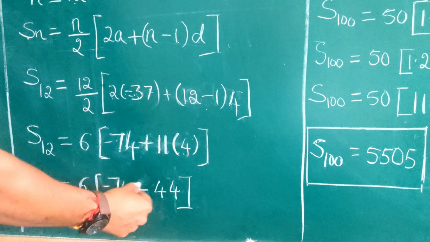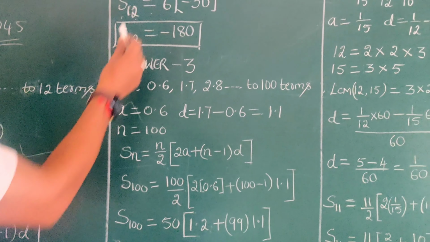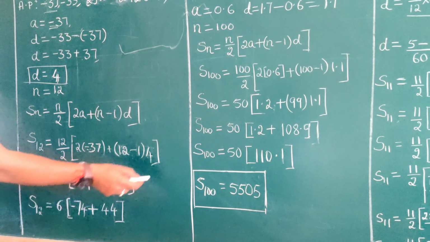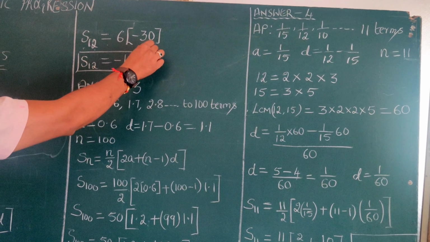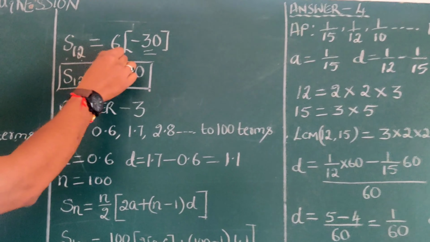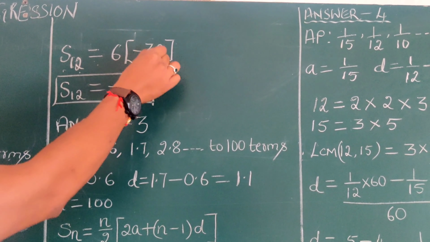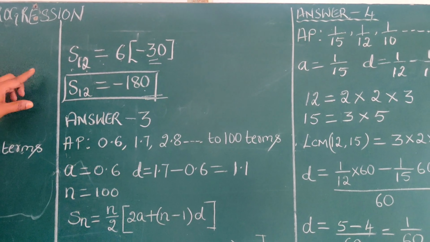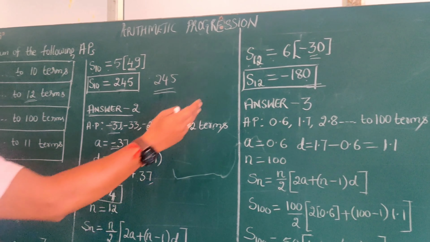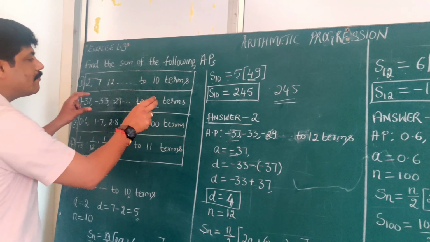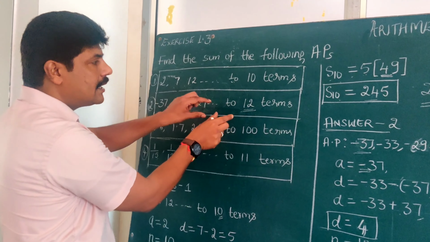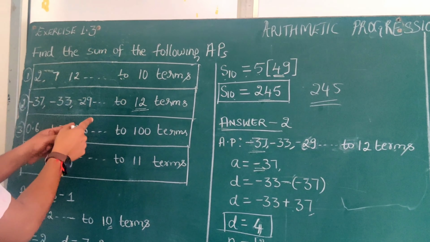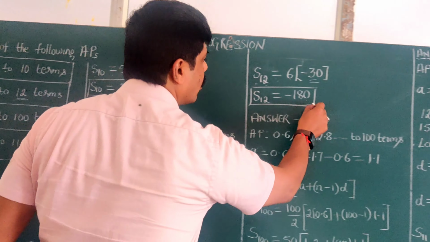In the next step we are solving this. S12 is equal to minus 74 plus 44, which is minus 30. Therefore, S12 is equal to 6 into minus 30, which is minus 180. So, we got the answer minus 180 for the sum of 12 terms. So, in the second problem, the sum of 12 terms of the given AP is minus 180.